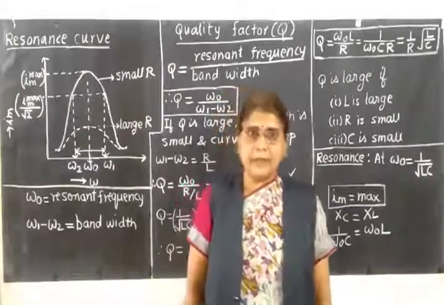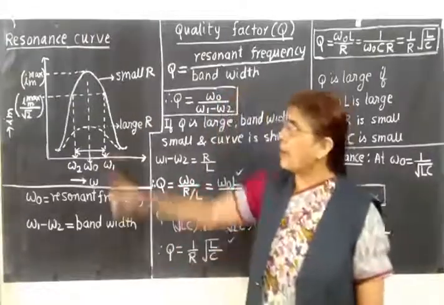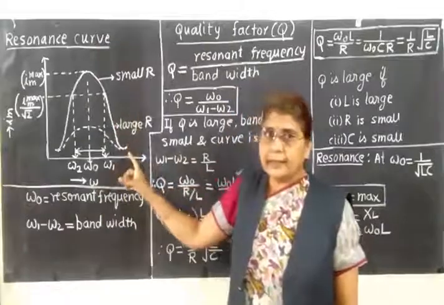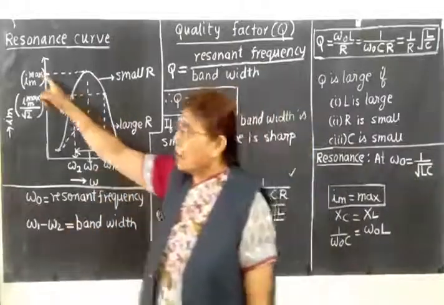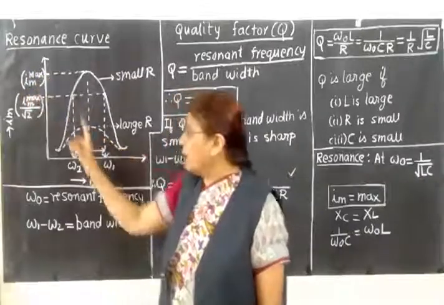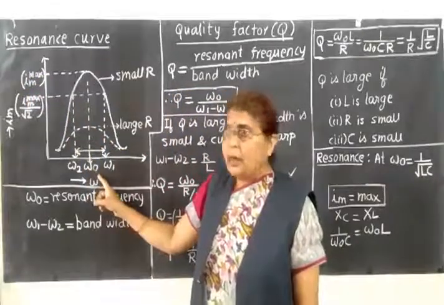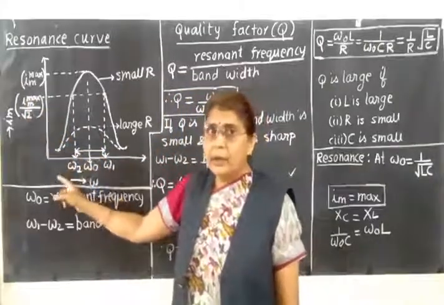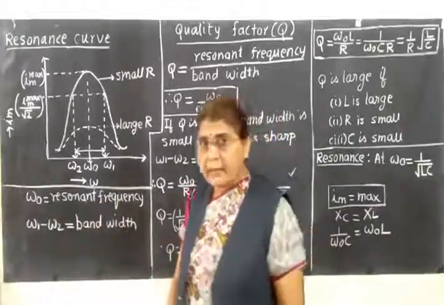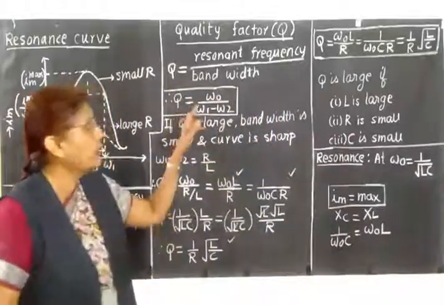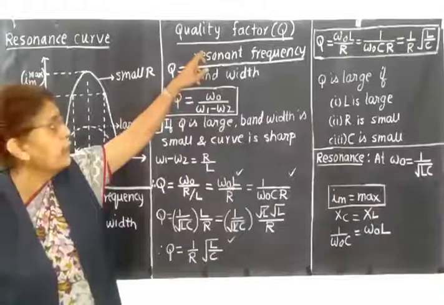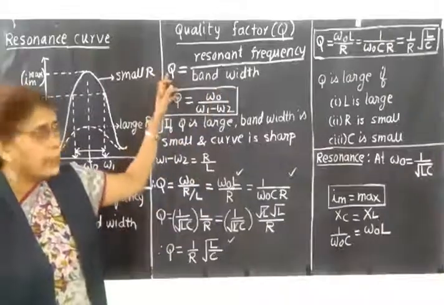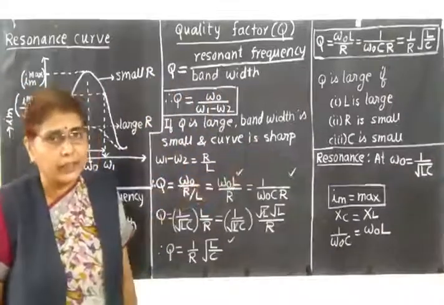Now let us summarize the points we have studied. First, we have drawn the resonance curve. It is a graph of Im against omega. You get a curve like this. The maximum value of the amplitude is at the resonant frequency omega 0. Then for Im max upon root 2, you get two values, omega 1 and omega 2. You take the difference between them, that is called the bandwidth. Then how do you define the quality factor? The quality factor is defined as the ratio of resonant frequency to the bandwidth. Also we have seen that the quality factor measures the sharpness of the resonance curve.